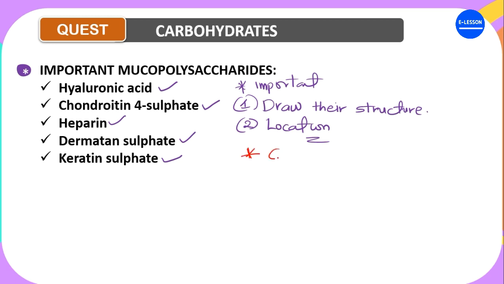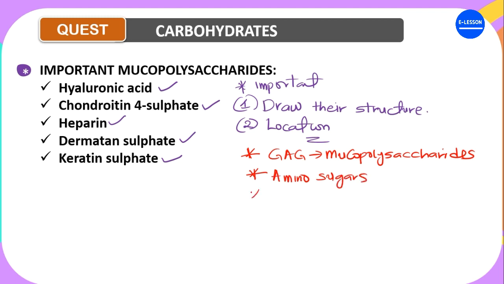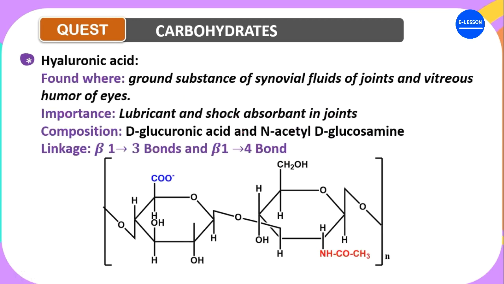Now, glycosamine glycans are also called mucopolysaccharides. All glycosamine glycans contain basically two groups, which consist of the amino sugars and the uronic acid. Are you getting it? These are the two major groups that they contain. Okay, so let's look at the first one, hyaluronic acid. Where is hyaluronic acid found? It's found in the ground substance of synovial joints, synovial fluid of joints, and the vitreous humor of the eye. What is the function? It acts as a lubricant and shock absorbent in joints.